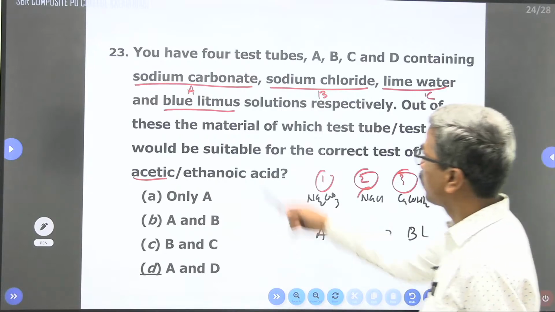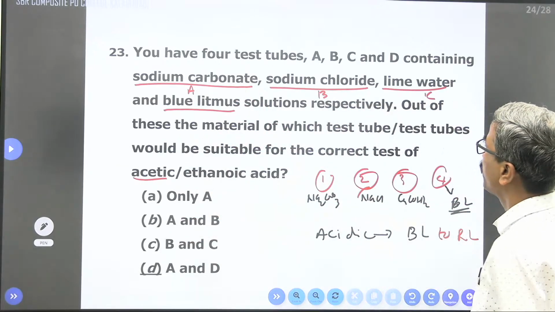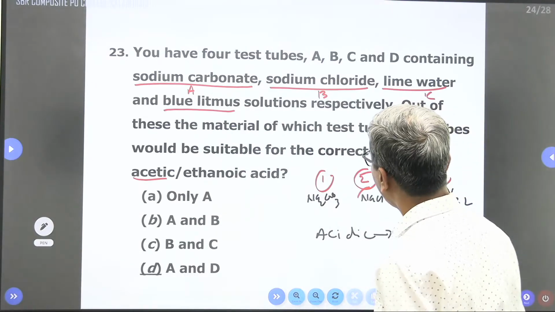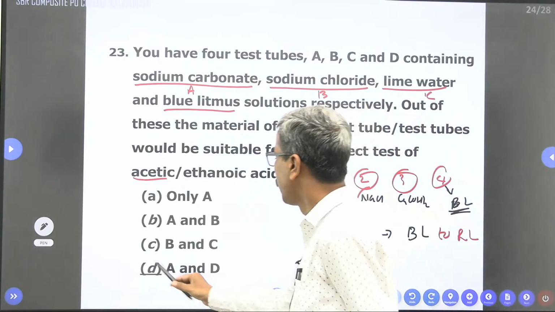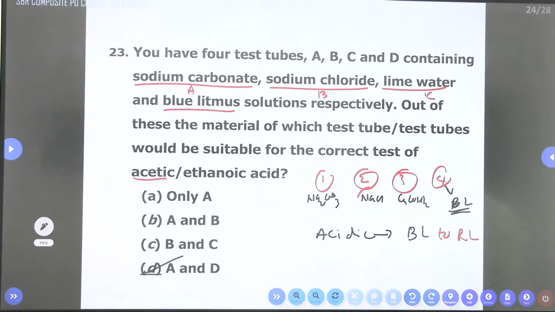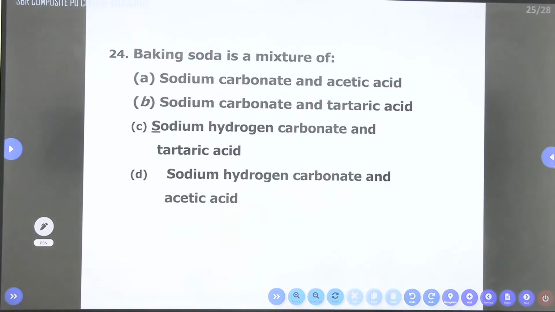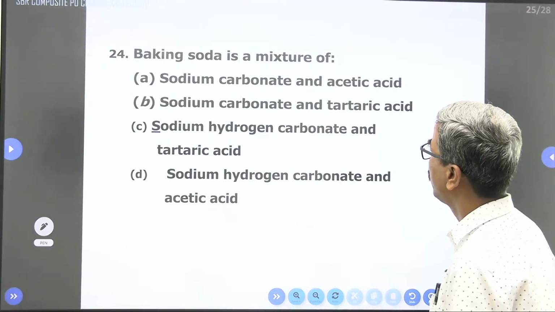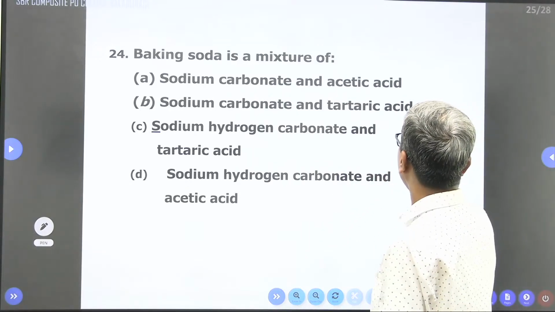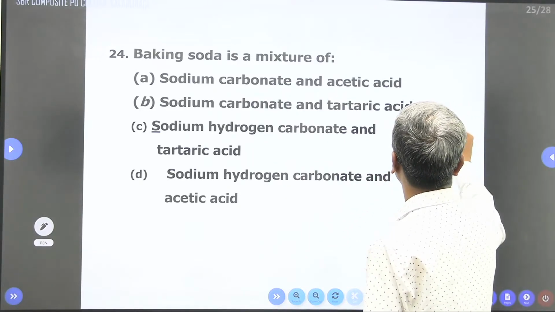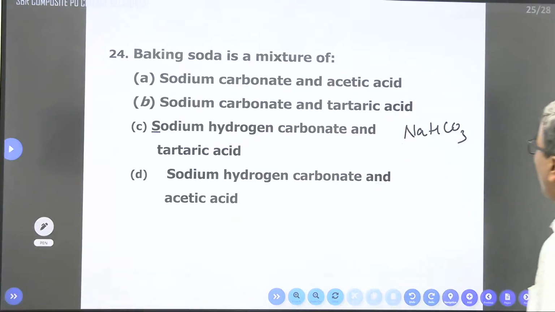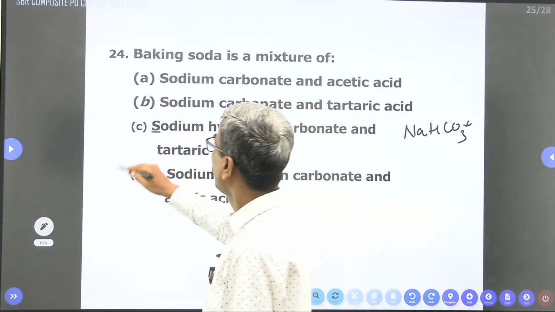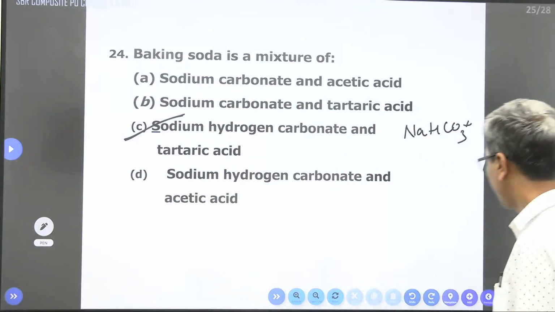So based on that, for question number 23, the blue litmus paper is going to be helpful. So question number 23, D is the correct option. Next, moving to question number 24. Baking soda is a mixture of sodium carbonate and acetic acid, or sodium carbonate and tartaric acid? Baking soda, as I already said, is sodium hydrogen carbonate, sodium bicarbonate, and they will add a little bit of tartaric acid. So for question number 24, C is the correct option.